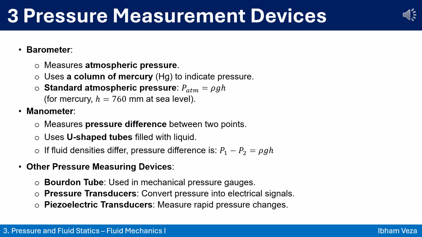Then we have manometers. They use U-shaped tubes to compare pressures between 2 points, like a basic balance scale for pressure. The height difference tells you the pressure difference. Other tools? Bourdon tubes are what you see on mechanical gauges, simple and tough. Pressure transducers are for converting pressure into electronic signals, perfect for machines. And when pressure changes quickly, like in engines, we use piezoelectric transducers because they respond fast. Each tool has its purpose, and knowing when to use which makes you a smart engineer.